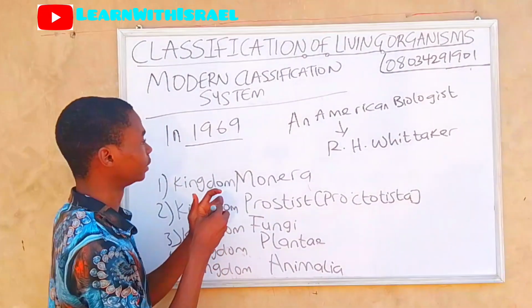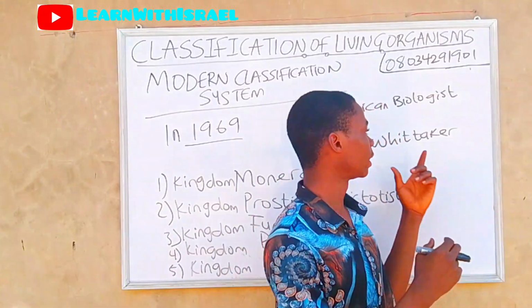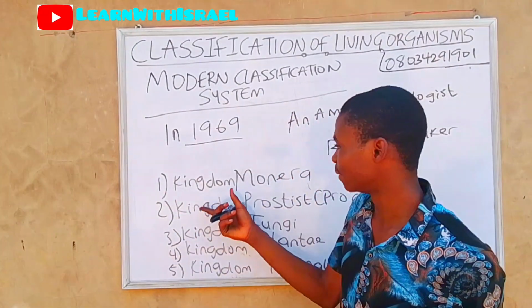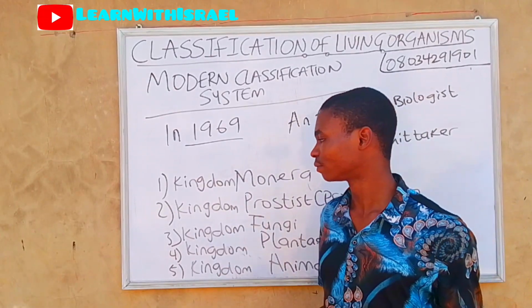So make sure you jot this down. It's very important, and take note of this name. He's the one that proposed the widely accepted kingdom system.